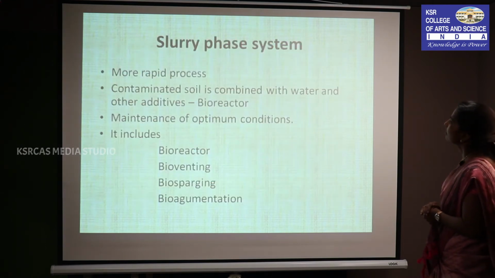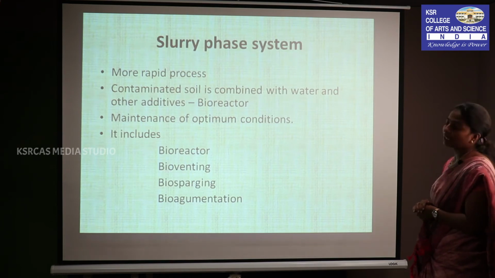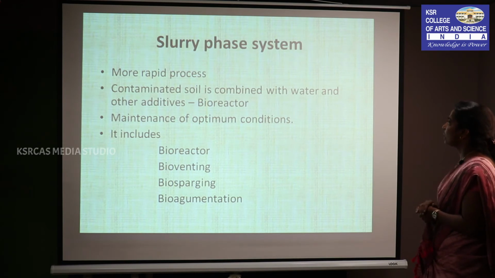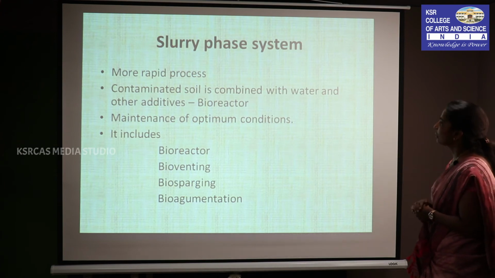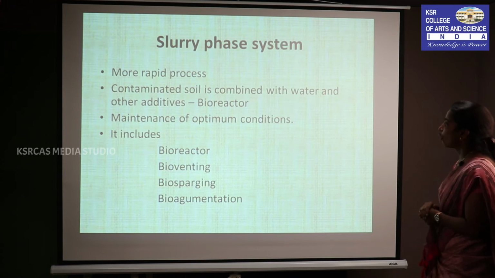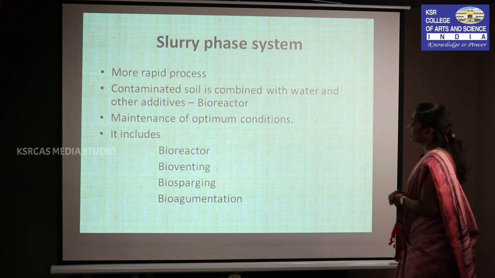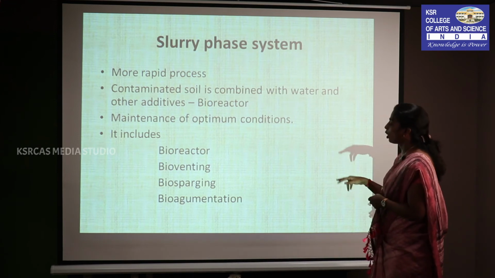The next method is the slurry phase system. It is a more rapid process when compared with the solid phase system. Here the contaminated soil is combined with water and other additives like nutrients. It will be carried out in the bioreactor, and then maintenance of optimum conditions will be carried out. It includes bioreactor, bioventing, biosparging and bioaugmentation.